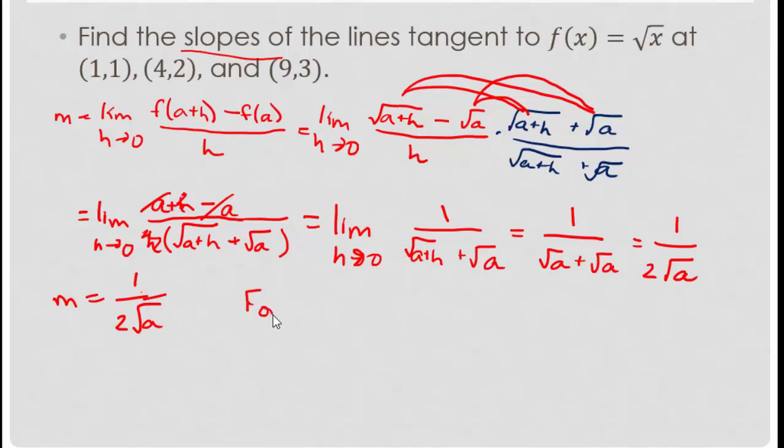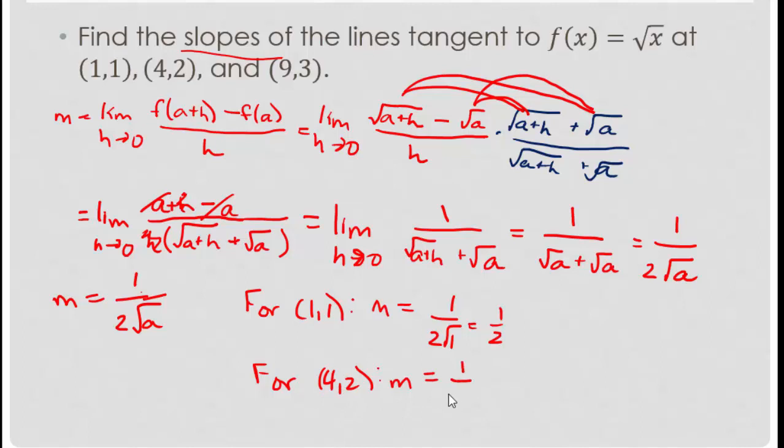So notice that means if I want the slope of the tangent line at (1, 1), what does a equal? Well, it's 1. So then your slope at that point will be 1 over 2 times the square root of 1, also known as 1/2. If you do the same thing for (4, 2), what is a in that case? A is 4. A is going to be your x value. So your slope is 1 over 2 times the square root of 4. That's 2. 2 times 2 gets you 4. So that's 1/4. One more to do.